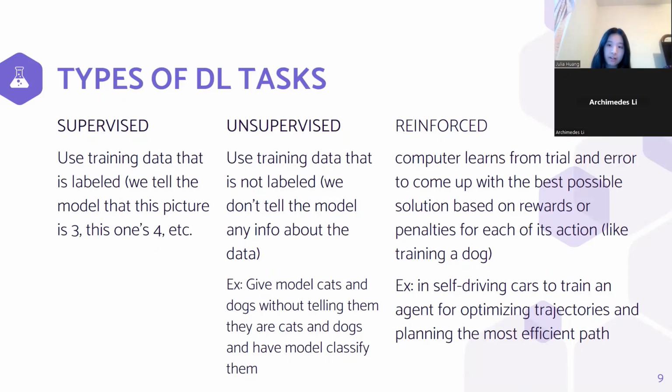Basically, it's sort of like trial and error. It's also based on rewards and penalties. So for example, maybe the car gets a penalty if it accidentally chooses the wrong path or chooses the longer path.